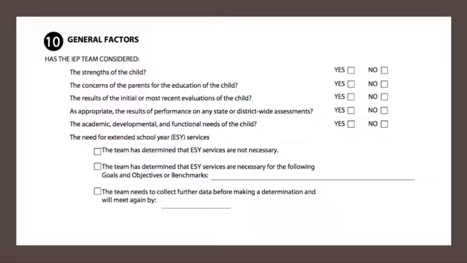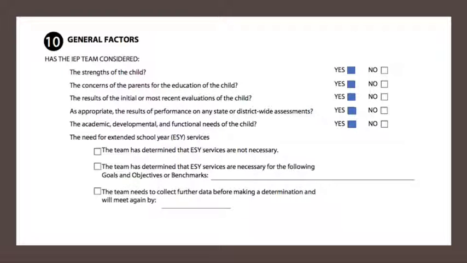Section 10 is just general factors. They go through and look at the IEP team. Did they consider the strength of the child, the concerns of the parents, the results of the initial or most recent evaluation of the child, and as appropriate, did they look at state and district-wide assessments or any academic, developmental, or functional needs of the child?